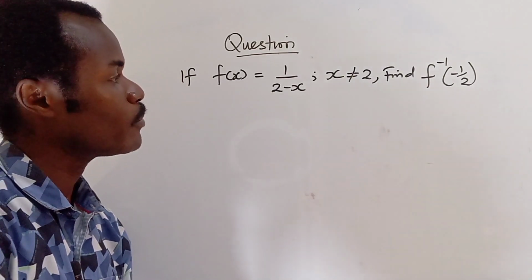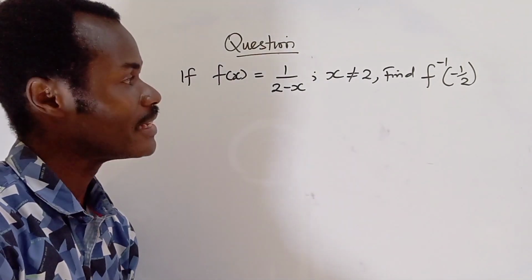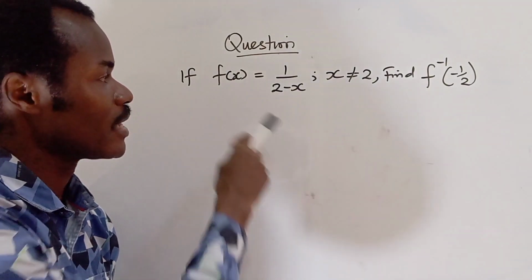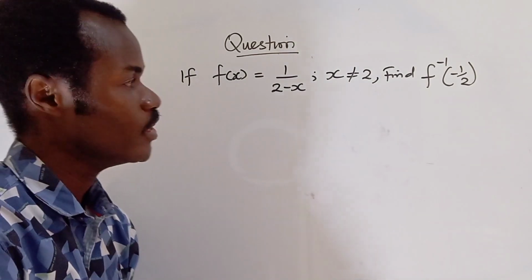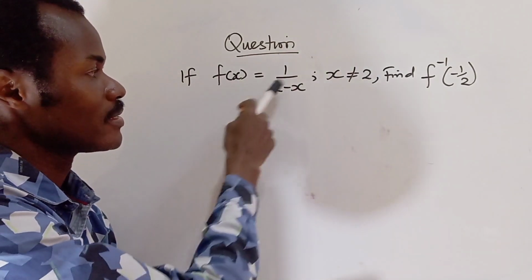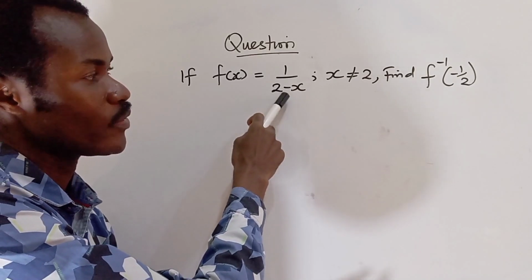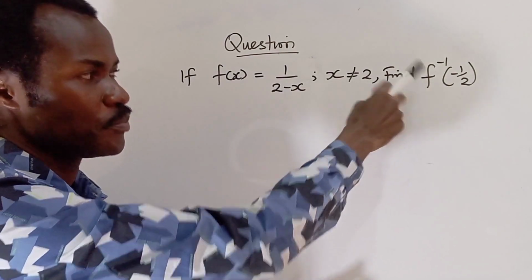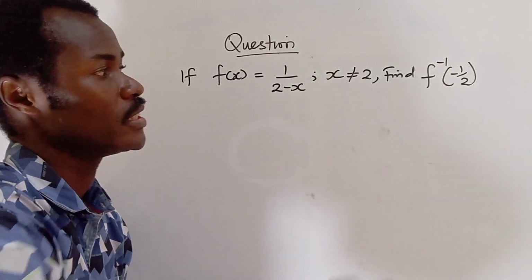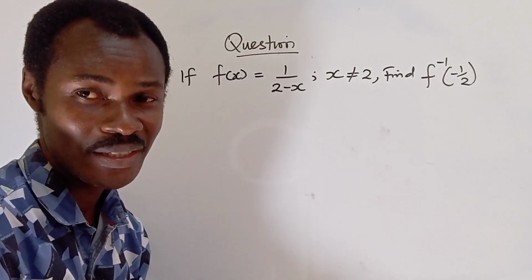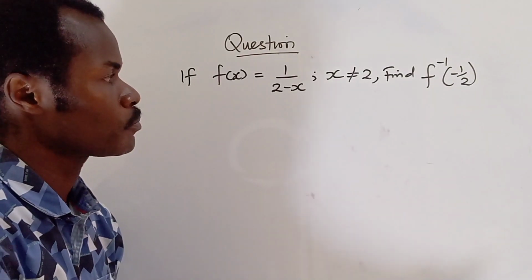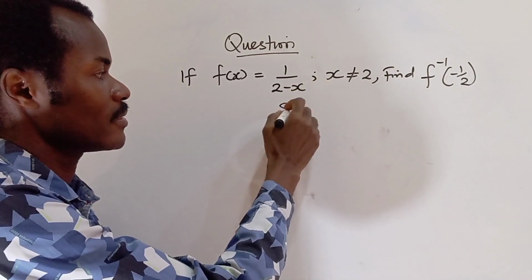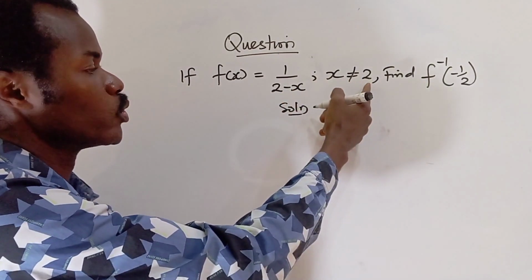Alright, so we have a problem on the board in mathematics, and I think this is on functions because I'm seeing f of x. If f of x is 1 over 2 minus x, and x is not equal to 2, we should find the inverse function at the point minus a half. Why does the equation say x is not equal to 2?